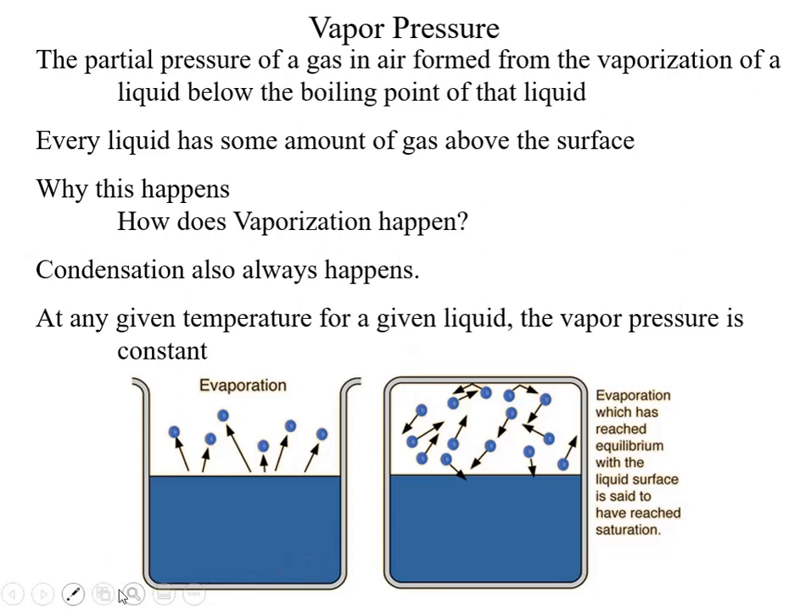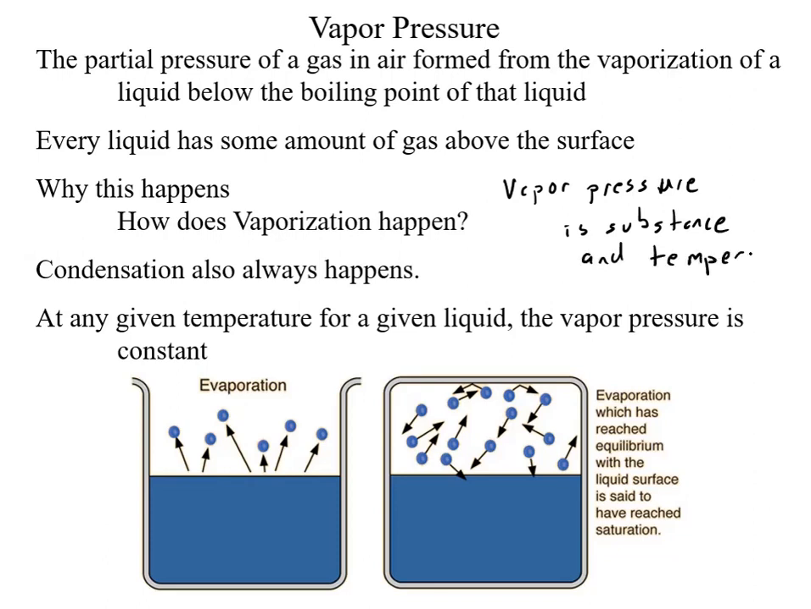I should also point out the fact that vapor pressure is substance and temperature dependent. Okay, so each substance will have a different vapor pressure at the same temperature, and each substance will have a different vapor pressure dependent on temperature. And so this next graph shows this.